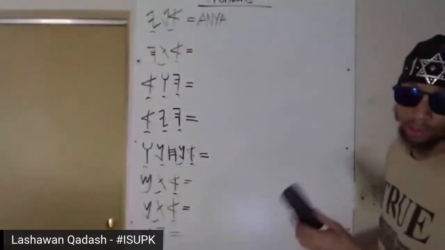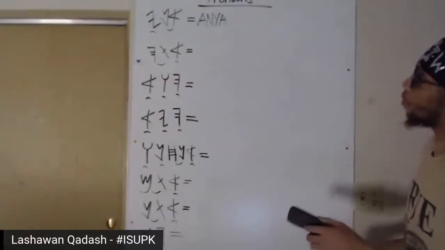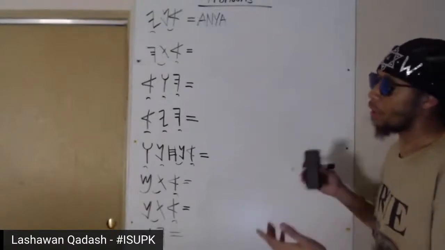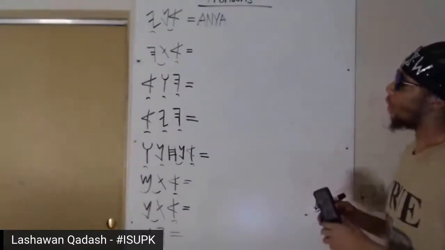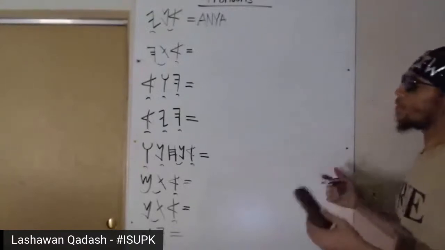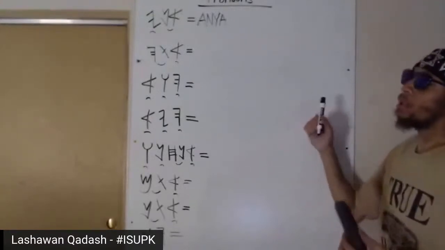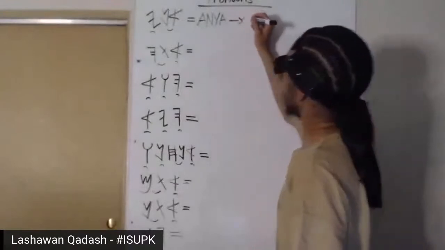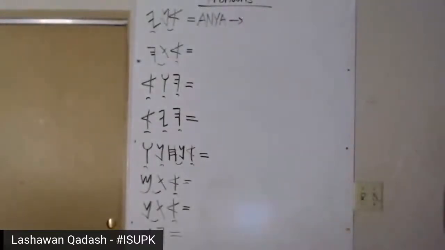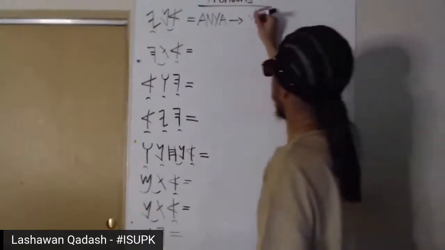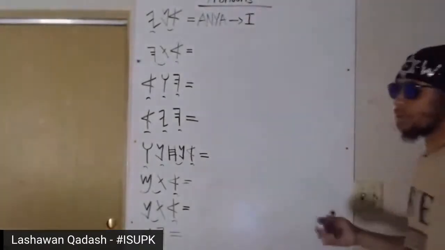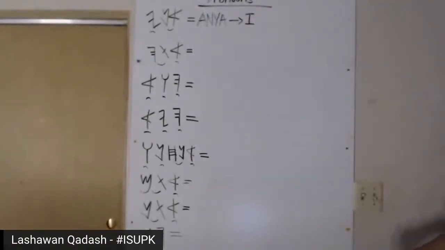And I've used this word a lot too, by the way. It's for those that watch classes. You of course Lashawan Qadash for being the main one. Otherwise, every so often I might mention this word in Sabbath service. So Anya. Anya simply means I, which is the very first pronoun that you're going to really learn about in any language. Okay, it's I.